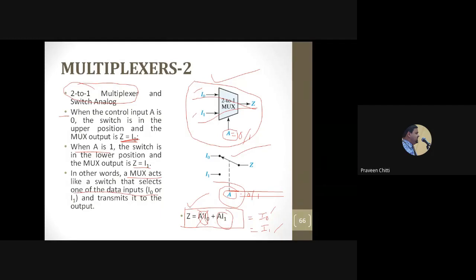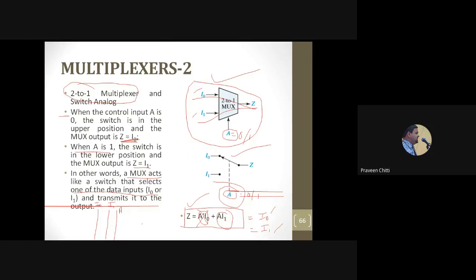Now, if you want to draw the logic diagram for this 2 to 1 mux, first you have to show how many inputs are there. 2 inputs. What are those? I0 and I1. Fine. And then you have one more input, the third input. What is that? Select line A. 2 data inputs and 1 select line.